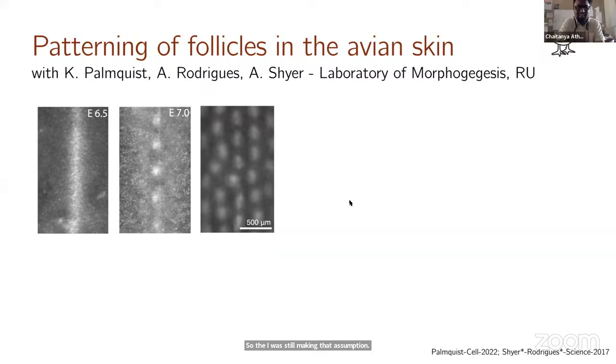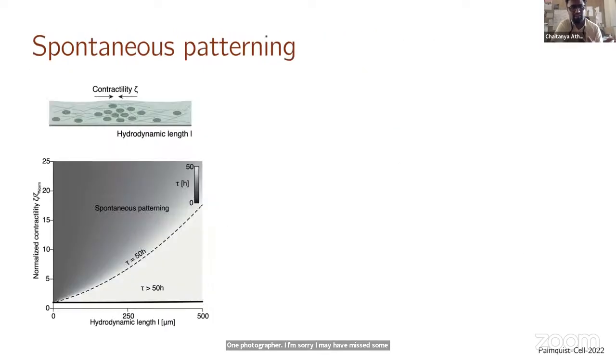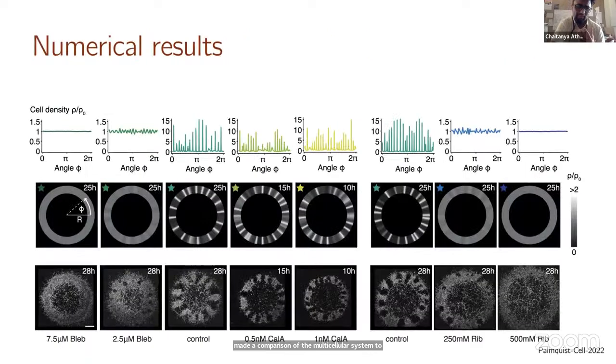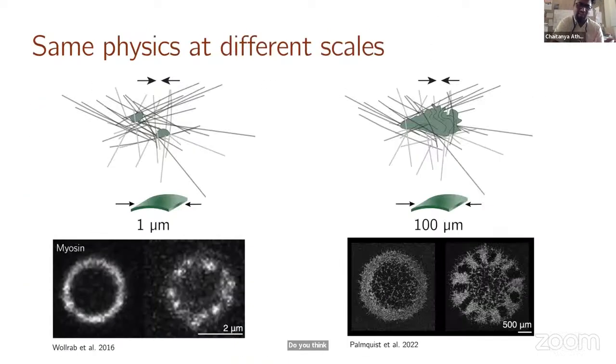Wonderful talk, Anna. I'm sorry, I may have missed some things in the beginning, but in the last part, when you made a comparison of the multicellular system to something like an actomyosin system, since your phase diagram of patterning has length and some normalized contractility in it, would the numbers change but qualitatively things remain the same? I would imagine everything scales down to smaller, so would everything just shift left effectively, or how do you imagine this will happen?